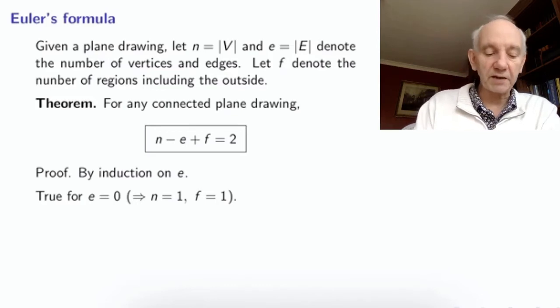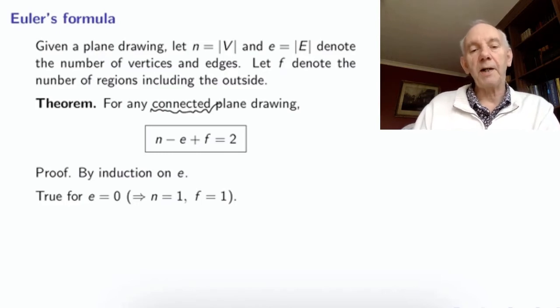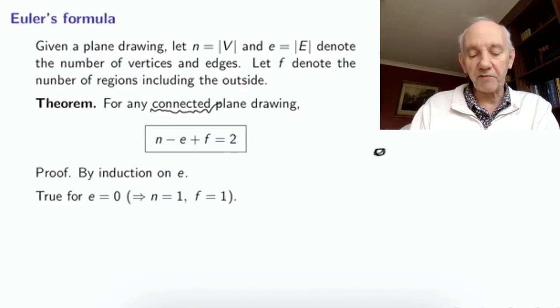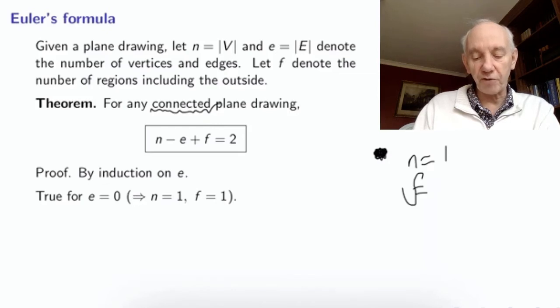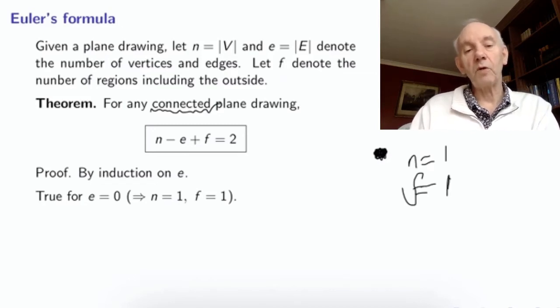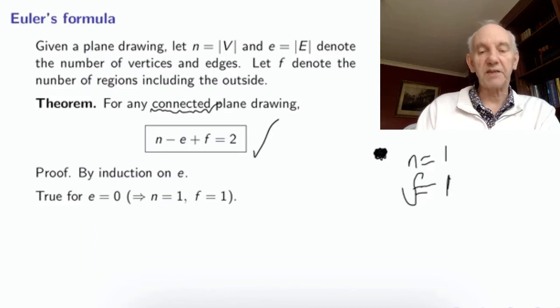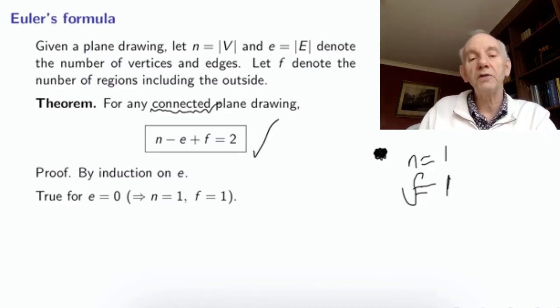So because this is a connected graph, and this theorem only works for connected graphs, it is easy to see it will fail if the graph's not connected. Because the graph is connected, we can only have one vertex. We don't have any edges. We can only have one single isolated vertex. And so obviously that means that n is equal to 1. We've got no edges, E is equal to 0. But we do have one region, in the sense we have the outside region. So F is equal to 1. So 1 minus 0 plus 1 is equal to 2. So that satisfies Euler's formula in a silly way, but it works.